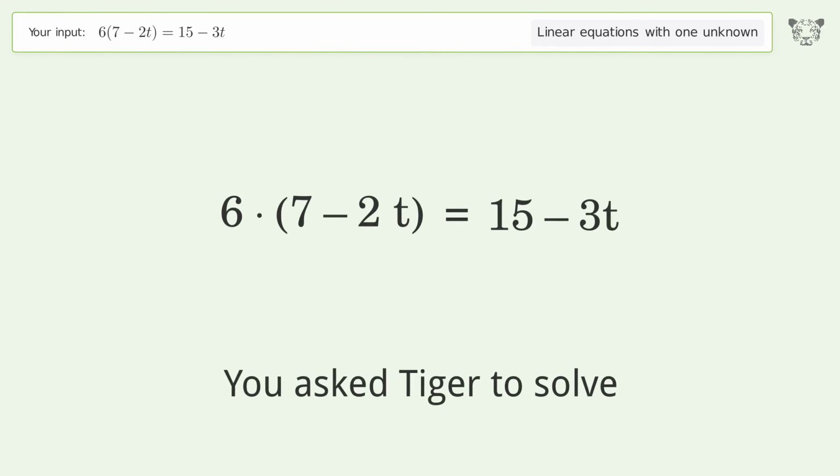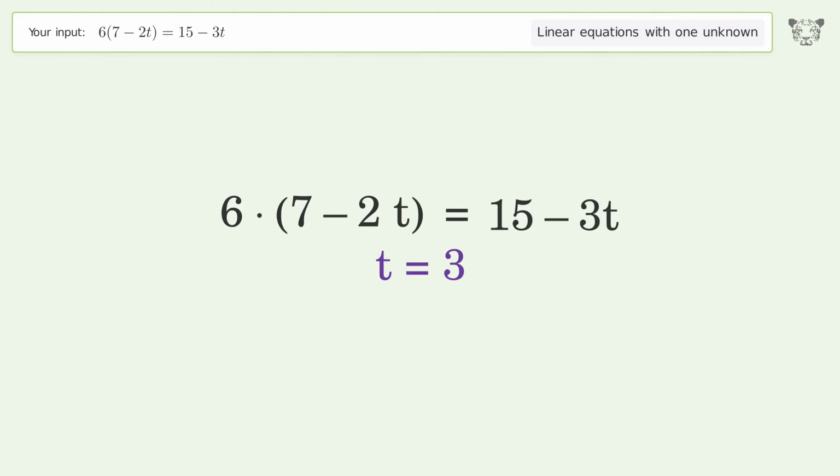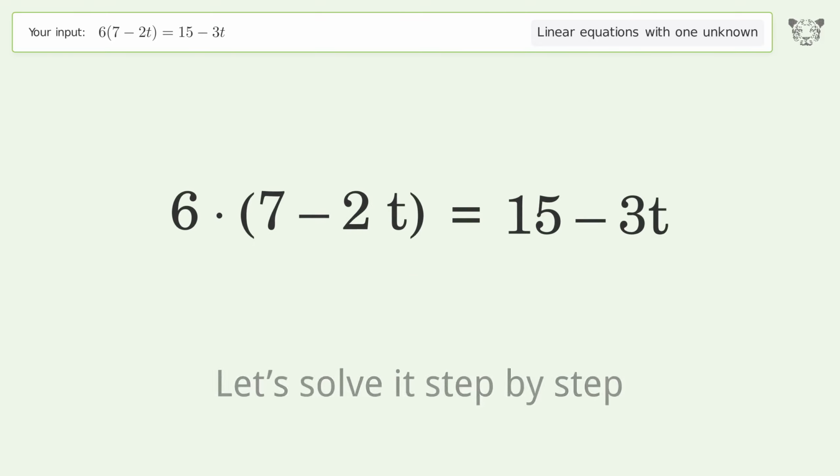You ask Tiger to solve. This deals with linear equations with one unknown. The final result is t equals 3. Let's solve it step by step.